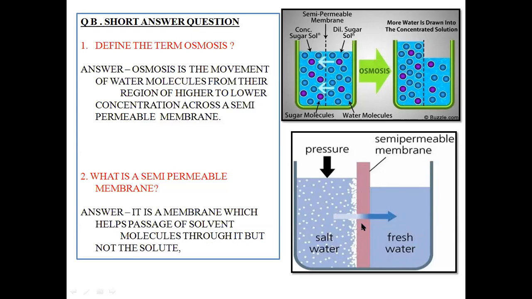Now what happens? This semi-permeable membrane is a living membrane that allows the movement of solvent but not the movement of salt. Therefore, the water molecules move from the fresh water side to the salt water side, as the concentration of water molecules is higher on the freshwater side than the saltwater side. And therefore, after a few hours, we will see that the level of freshwater decreases and that of the saltwater rises.